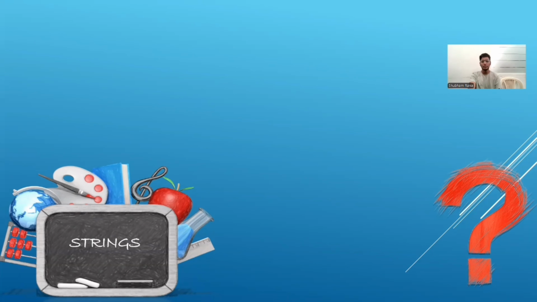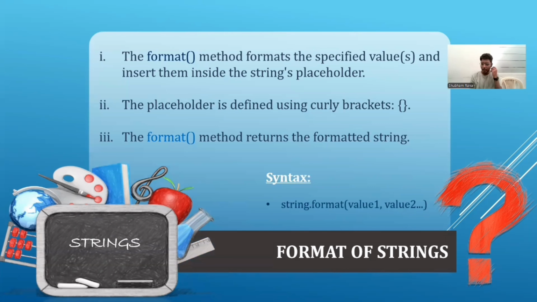I will be teaching you the format of strings. The format method formats the specified values and inserts them in a string placeholder, meaning it inserts a value into a string. The placeholder is defined using curly braces. Format returns the formatted string. The syntax for the format of a string is string.format, and the values you want to insert in the string.